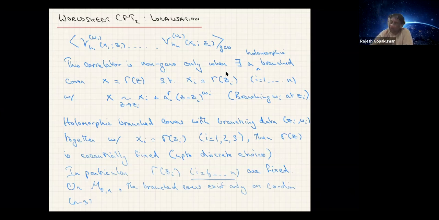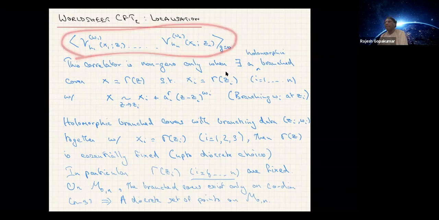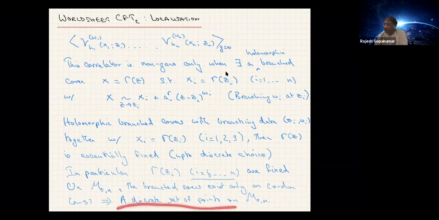So in other words, this implies a discrete set of points. I said there are finitely many, so there is not just one point, but a discrete set of points on M0n. So this correlator, the bottom line, in case I went a bit too fast, is that if I look at this correlator, it's non-zero except at a finite set of points on this moduli space.